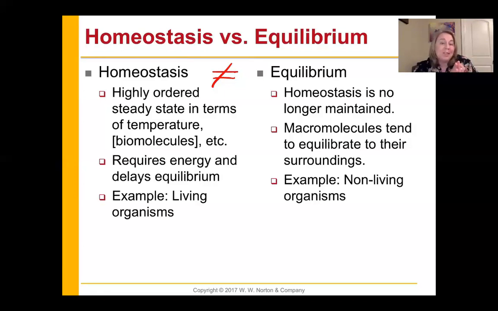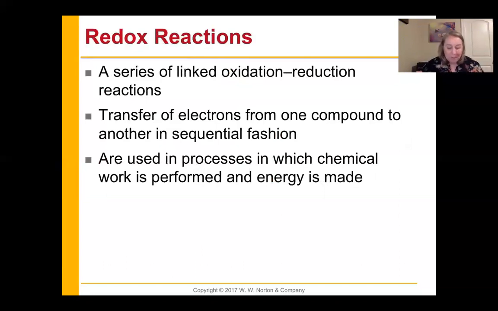So homeostasis occurs in living things, equilibrium occurs in non-living things, right? So it's the fundamental reason why all organisms need input of energy to delay that conversion from homeostasis to equilibrium, right? Okay, so redox reactions. This is how we're going to make this chemical energy work for us.